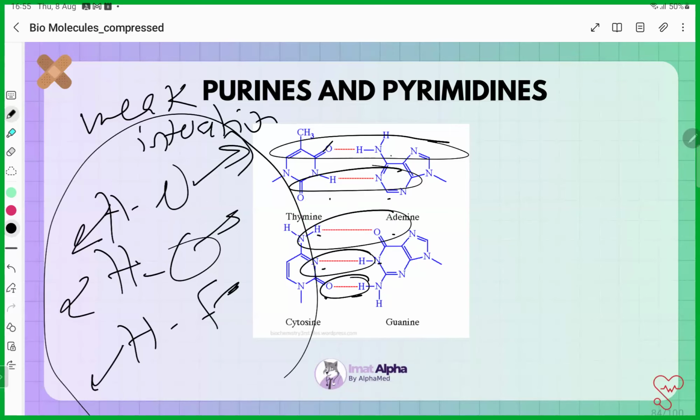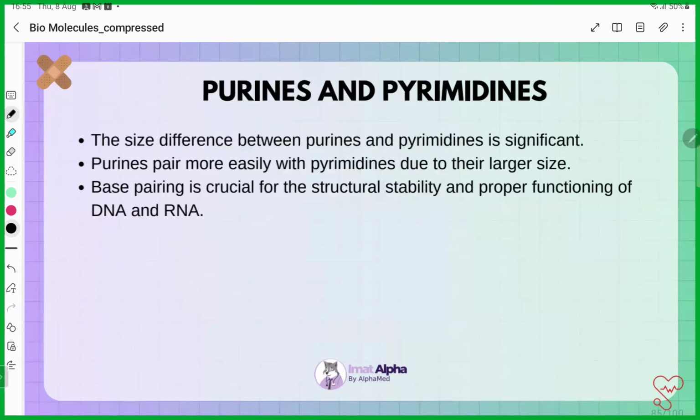The size difference between purines and pyrimidines is super significant. Why? Because one of them has two nitrogen rings, the other has only one. Purines pair more easily with pyrimidines due to their larger size. Okay.